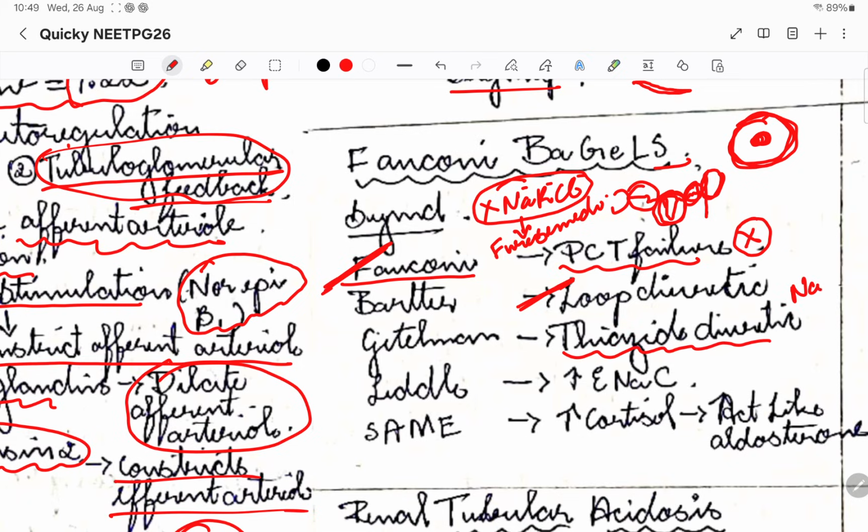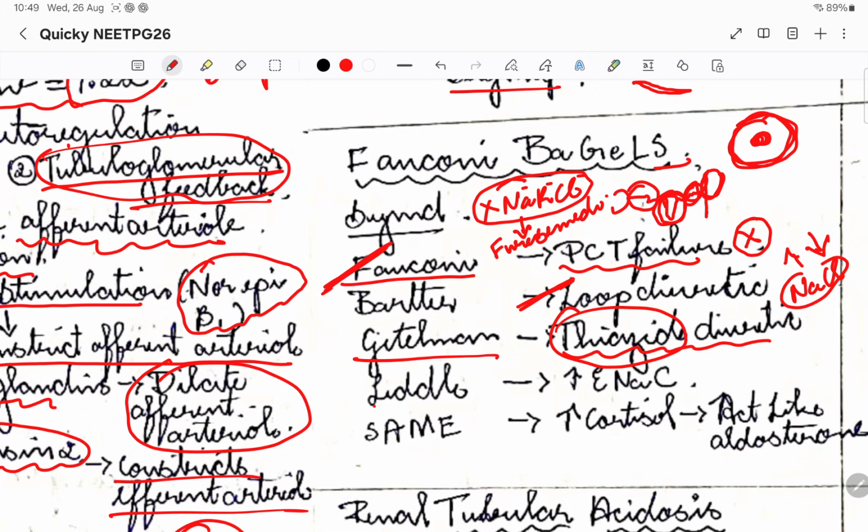Then coming to the DCT, if the DCT fails, it acts like a thiazide diuretic. Basically the NaCl channel was reabsorbing everything, but if there is a failure here, all will be excreted. So this is the basic action of thiazides. So this is called Gitelman syndrome.